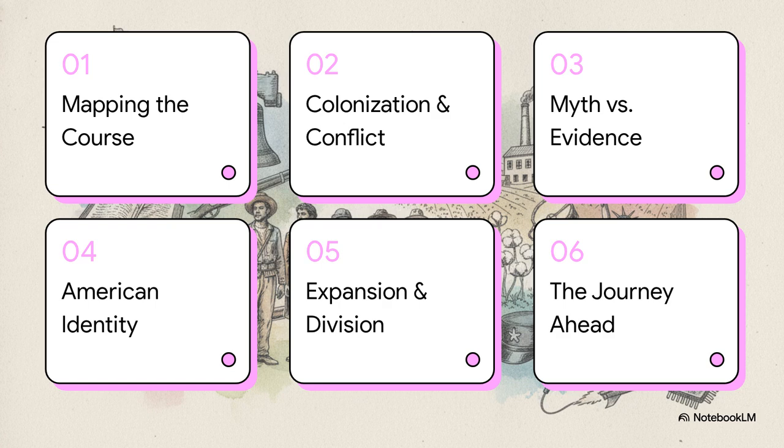Okay, here's our roadmap for today. We've got 1. Mapping your history course. 2. Unit 1, Colonization and Conflict. 3. Myth versus historical evidence. 4. Unit 3, American Identity. 5. Expansion, Reform, and Division. And finally, 6. The Journey Ahead.